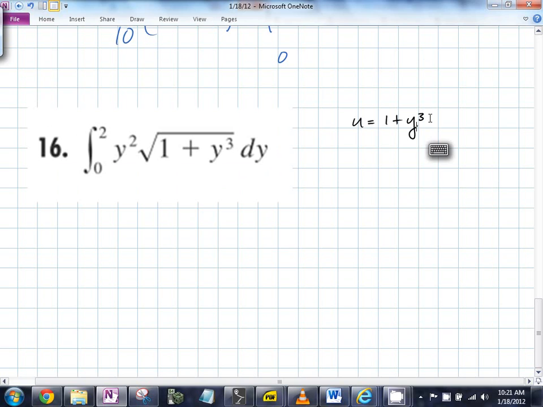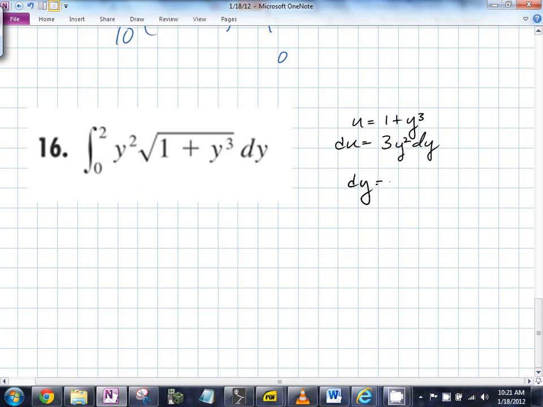1. Nope. Or, no. 3. 3y squared times y prime. Yes. Exactly. So what does dy equal? du divided by 3y squared. Yep. So now what do we do? Yeah, we plug in. We substitute. Exactly right.